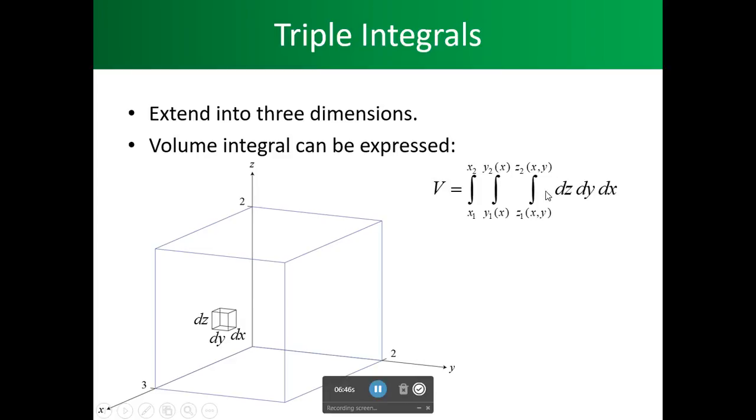Okay, so here we have it again, dz, where z is a function of x and y. We have z1, we have z2, it goes from z1 to z2. And we have here our y1 to y2. And we have our x1 to x2. And as we do the inner integral, dz goes with this integral, dy goes with this integral, and dx goes with that integral.